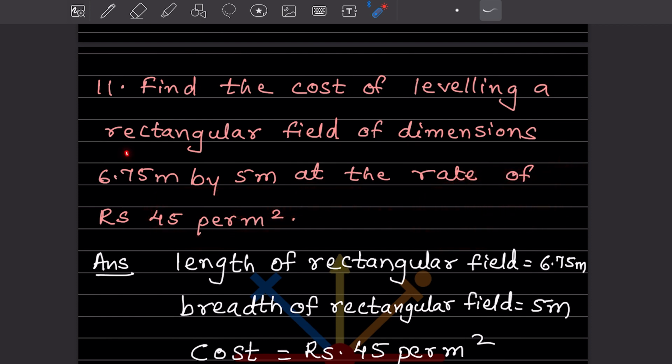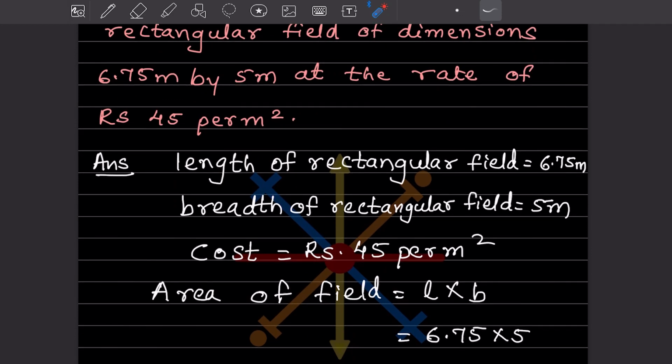So now let us write this is the length and breadth. So just the given things. Then the cost, I just wrote it over here. Then the area of the field, because you can also write a rectangular field. You can add this word, it's up to you. So length into breadth. So what are you going to do? The length is this and this one, you will write it over here. So when you multiply this, you get 33.75 square meter, because area is in square.